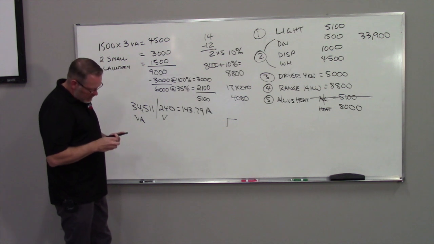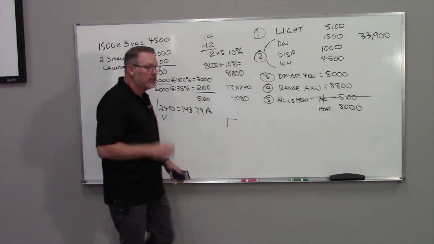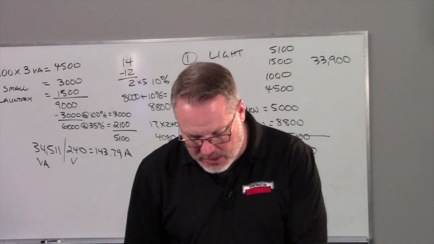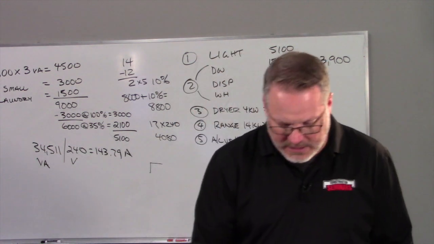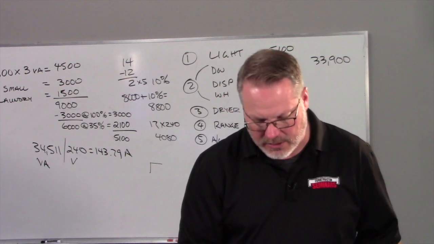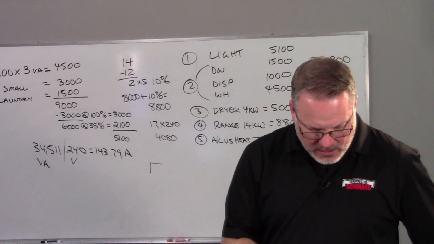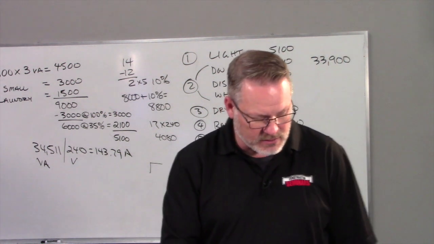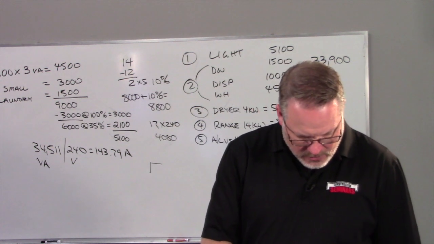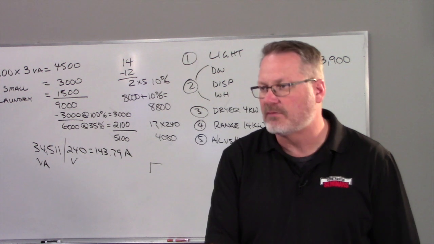So what size service do I need for that? Well, next size up from that. Where am I going to find that? Jump into your code book here. We're going to go to 240.6. That's going to be on page 100. That's easy and convenient. Bottom of the left-hand column, these are our standard size overcurrent devices. So we calculated we needed 143, right? And we're going to go to the next size up from that, which is going to be 150 amp service.